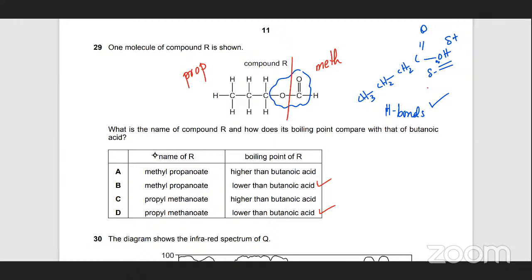The carboxylic acid side is known as O8. Okay, so it's going to be methanoate. And the single O side, the alcohol side, would be your alkyl. It's going to be vinyl. So it's propyl methanoate. So the answer is going to be D.